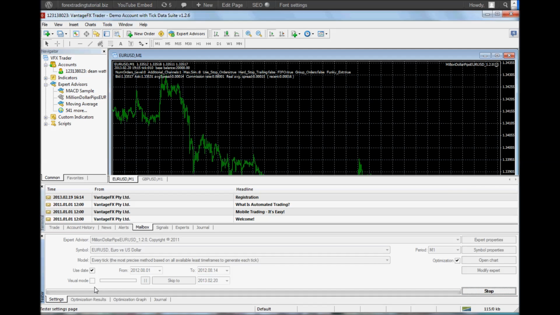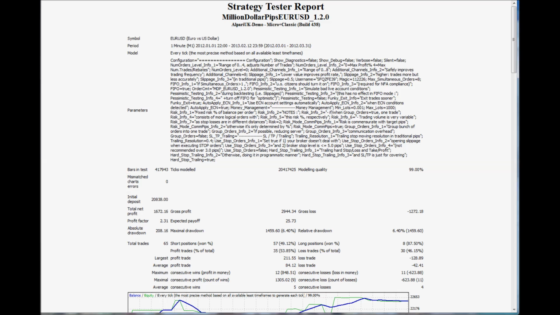Now what that will do is this will all be 99% because we're using tick data. So this is now just going to run through all of the optimizations, and when it gets to the end, I will show you the results that it produces. Now let's have a look at these.